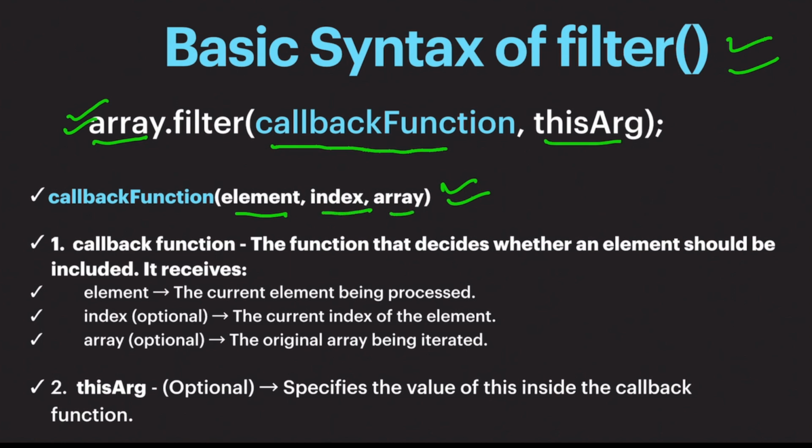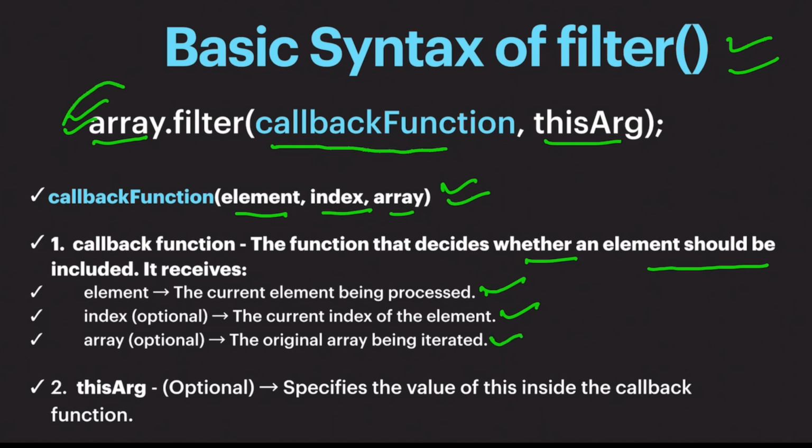The callback function is the function that decides whether an element should be included. The first value of the callback function is the element, which is the current element being processed. It is the element of the array, so it can be any value of the array. Second is the index. Index and array are optional values, but element is necessary, and without element we cannot apply the filter function. Index is the current index of the element, and array is the original array being iterated.